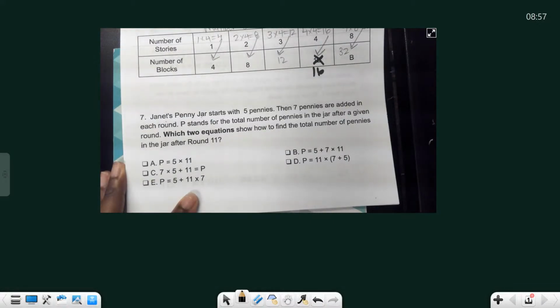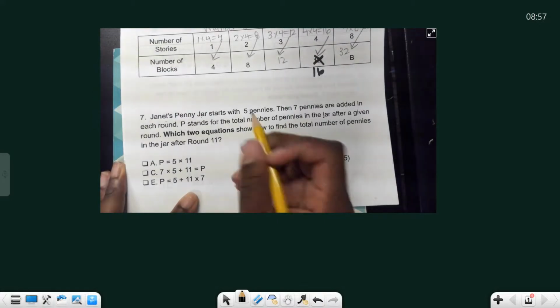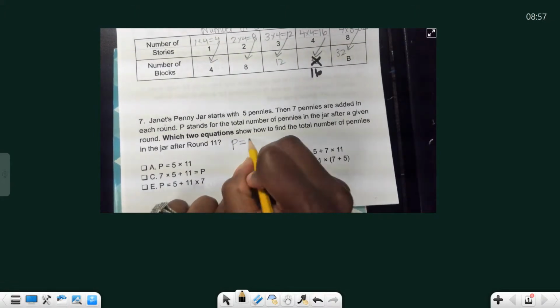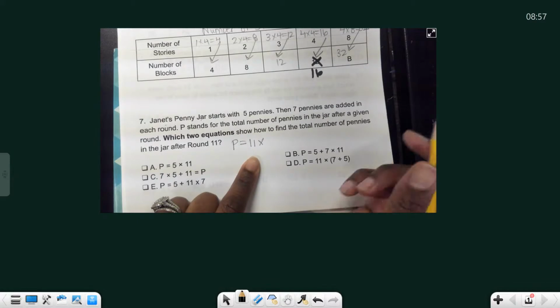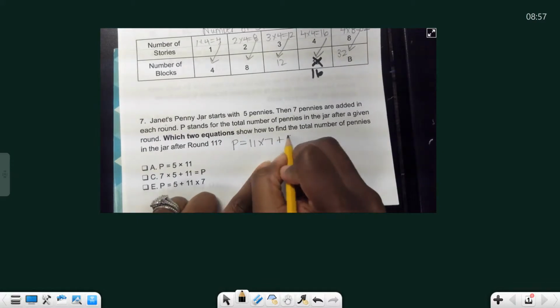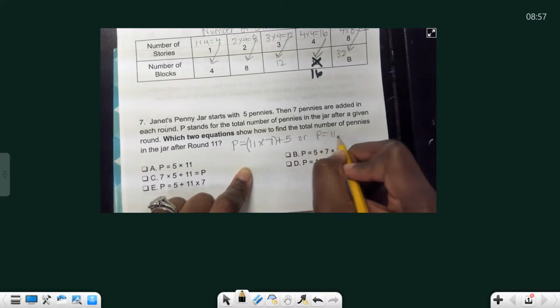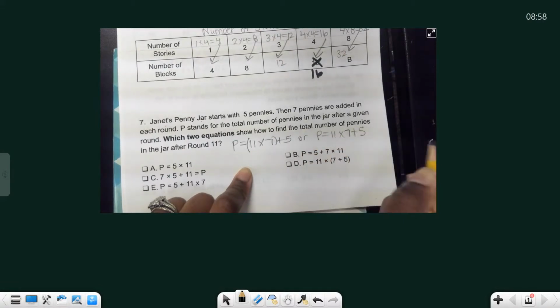So here's what I like to do for problems like this. I like to read it and I like to write the equation for myself. So I'm going to go P equals round, I'm looking for round 11, times pennies added, which are 7, plus my start, which is 5. It could be this, or it could be P equals 11 times 7 plus 5.